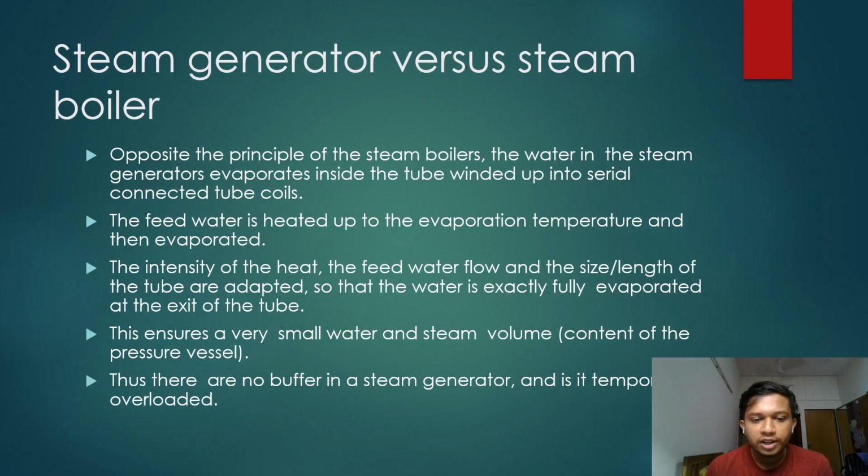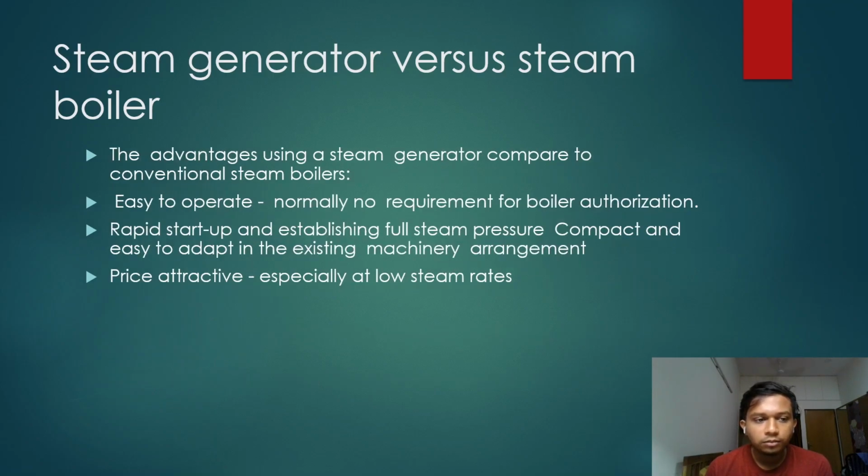The intensity of heat, the feed water flow, and the length of the tube are adapted so that the water is exactly fully evaporated at the exit of the tube. This ensures a very small water and steam volume content of the pressure vessel. Thus, there is no buffer in a steam generator and it cannot be temporarily overloaded.